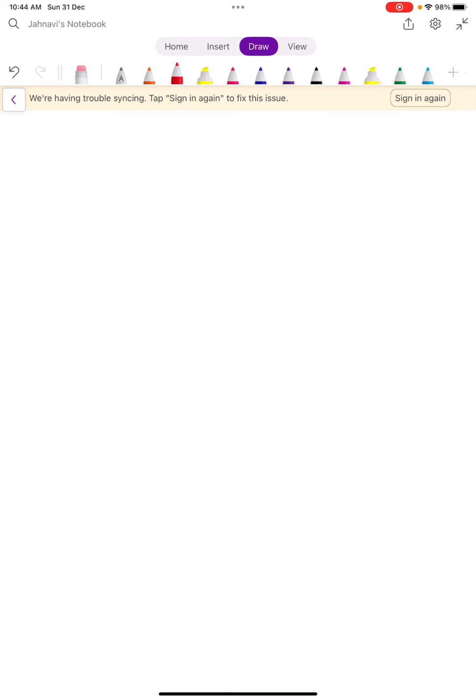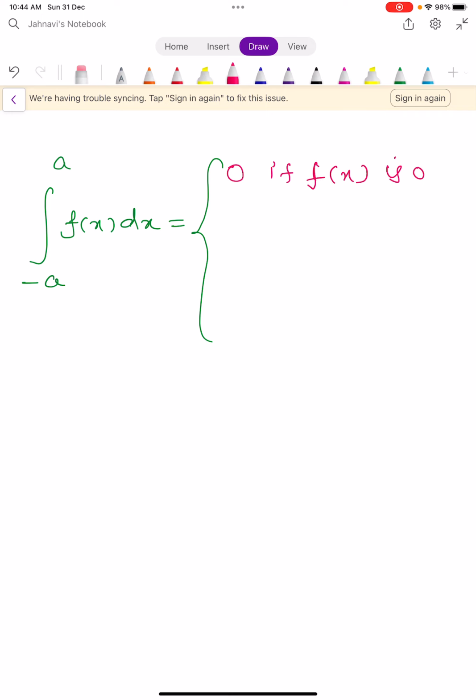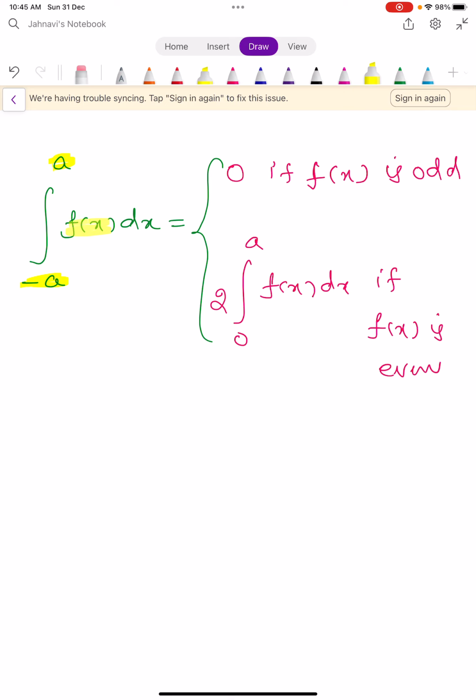And in the case of integrals, you must remember a fact, one of the important properties of integrals. Integral from minus a to a of f of x dx is equal to 0 if the function f of x is an odd function, and 2 into integral from 0 to a of f of x dx if the function f of x is an even function.